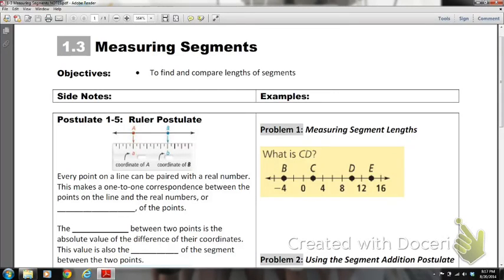This lesson is about measuring segments. The objective is to find and compare the lengths of segments. The first postulate that we have is the ruler postulate.